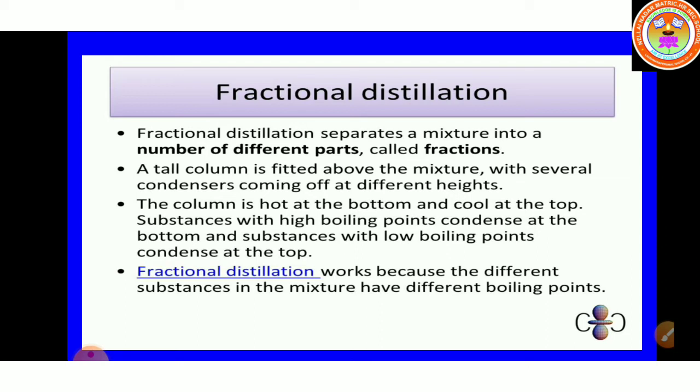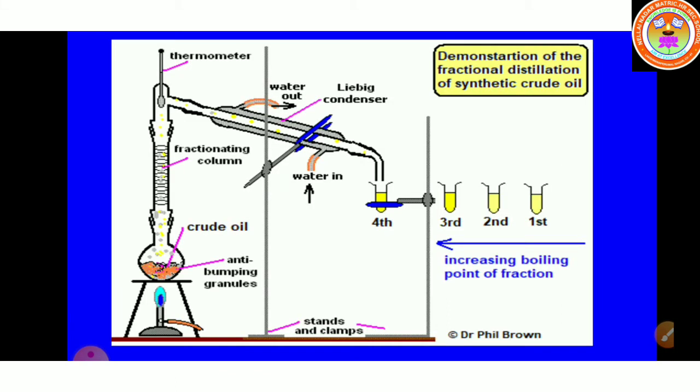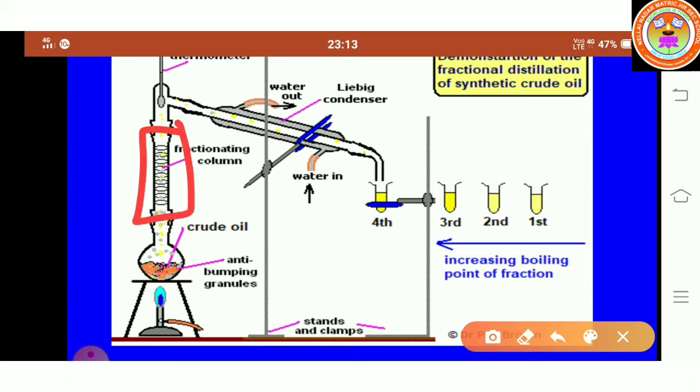The boiling point of acetone is 329 Kelvin and the boiling point of benzene is 353 Kelvin. The difference between the boiling points is 24 Kelvin. Children, this is the fractional distillation apparatus setup. This is the fractionating column. This fractionating column is fixed in between the distillation flask and the water condenser.